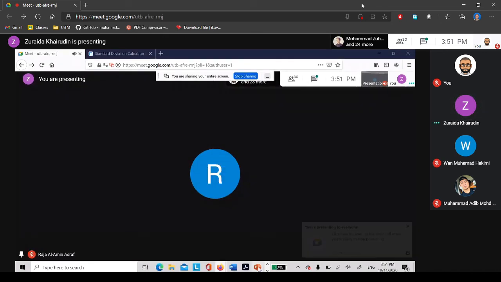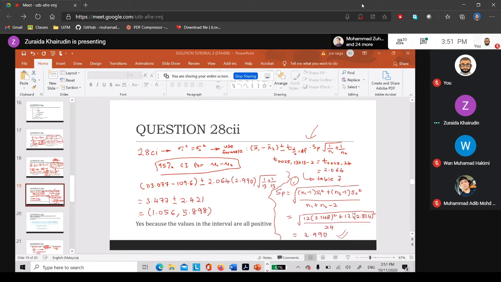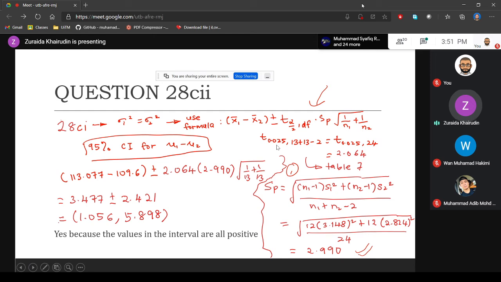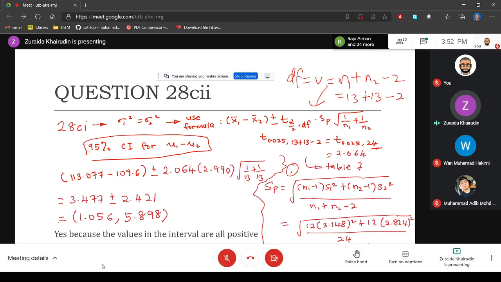This is alpha over 2 because we want 95%, right? So 0.025. And then your DF, which is also your v, is n1 plus n2 minus 2. n1 is the sample size from supplier A, 13, and n2 is the sample size from supplier B, 13, minus 2. That gives you 24 here. Then you check table 7.